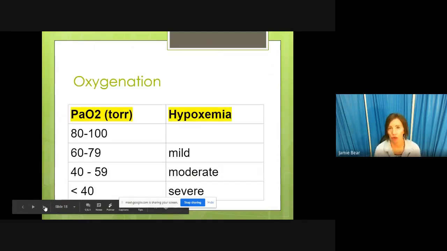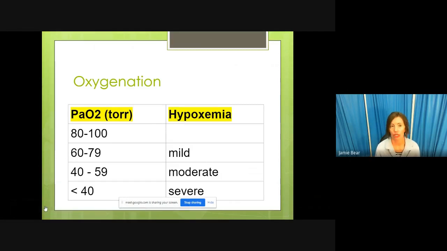So once again, a review on oxygenation. PaO2 normal is 80 to 100. 60 to 79 torr is considered mild hypoxemia. 40 to 59 is considered moderate hypoxemia, and less than 40 torr is severe hypoxemia.